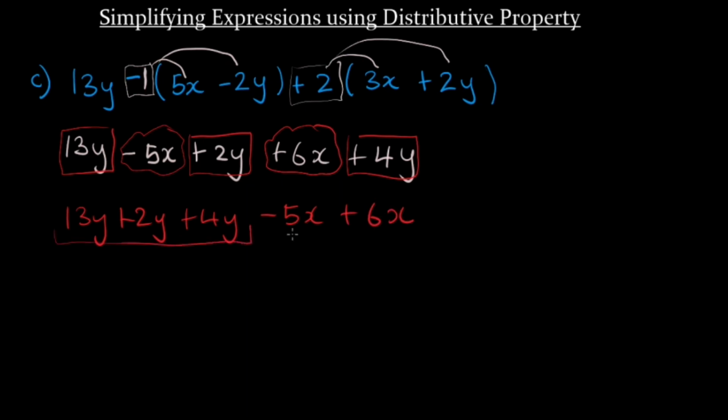We're going to simplify the like terms. So 13 plus 2 is 15. 15 plus 4 is 19. And we write back our variable, which is y. And we have minus 5 plus 6, which is positive x, or positive 1x.